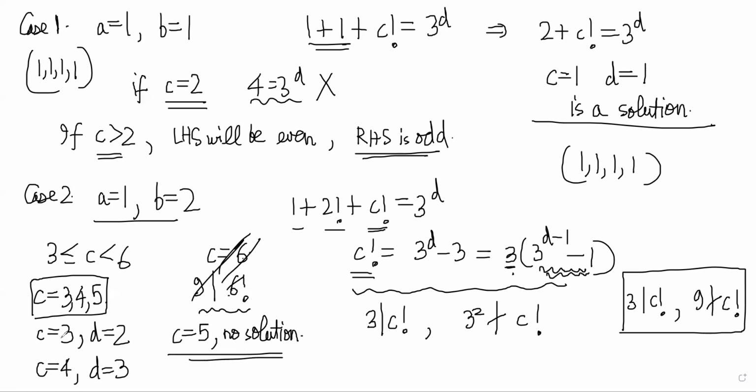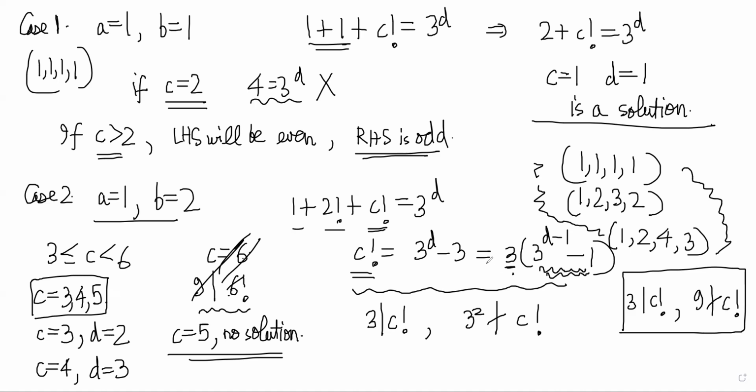So the two solutions that we get here are A is 1, B is 2, C is 3, D is 2. And the next solution is A is 1, B is 2, C is 4, and D is 3. And these are the only 3 solutions possible for this equation. So this is the solution. We worked through the cases. We basically checked the parity of both sides of our equality, and from even and odd we can figure out a lot of things about A and B, and then we do some case work, right?